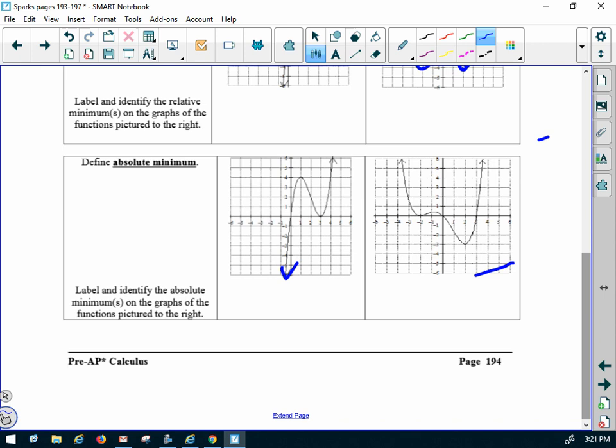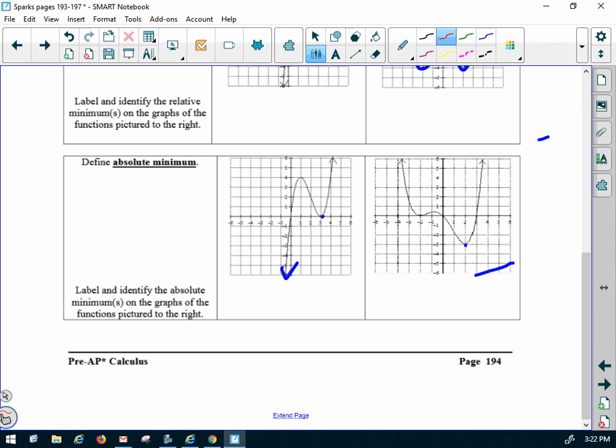Look at the second one. That's a relative minimum, but it's not the lowest point on that curve. Not on this first graph, no. Let's go to the second graph. Does this graph have an absolute minimum? At x equals 2. Now, does this graph have a relative minimum? At 0.5.